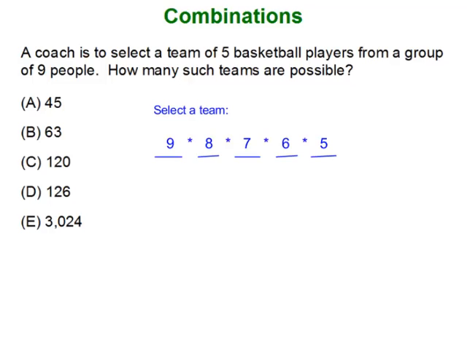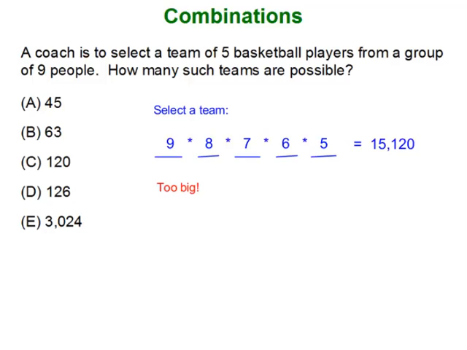9 players are available to fill the first slot, but once that player is selected without replacement, again, you have 8 possibilities for the second player you're going to select, only 7 for the third, and so on. And you're selecting each player and then the next player and then the next player. So and means multiply. And we end up with a number of teams that's too large. It's 5 times the highest choice or the greatest choice. So we know that there's something we've overlooked here.